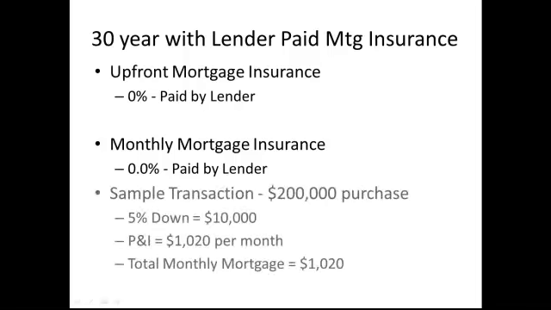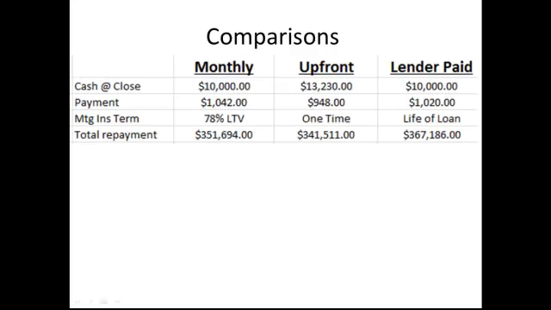All right. In our same example scenario, $200,000 purchase, 5% down. The principal and interest, because the interest rate is going to be about 0.5 to 0.75% higher, your principal and interest would be $1,020 on this scenario. So let's compare all three and see how this looks.